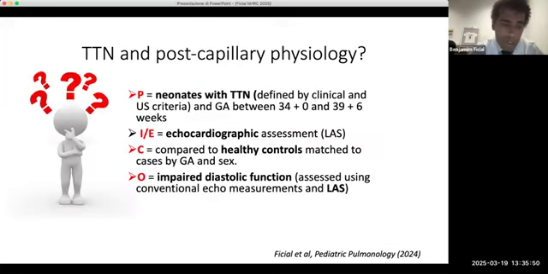So this is our research question framed according to the PICO framework. So in neonates, again with TTN, defined by clinical and ultrasound criteria, with a gestational age between 34 and 39 plus 6 weeks, does a comprehensive echocardiographic assessment show an impaired diastolic function measured with left atrial strain and the conventional measurements of diastolic function compared to healthy controls matched to cases by GA and sex?